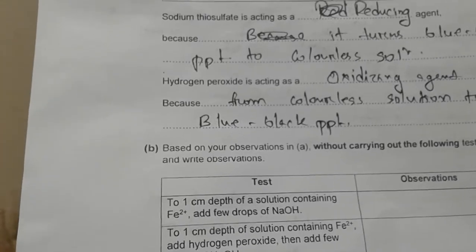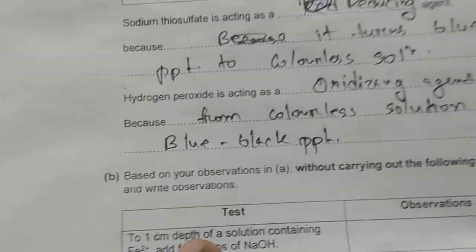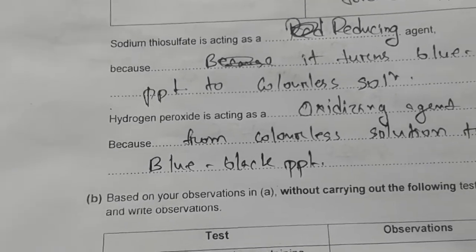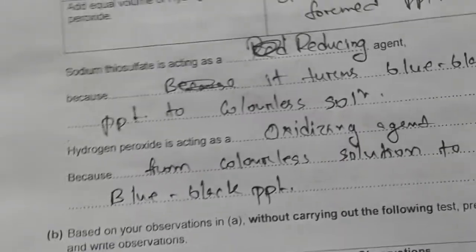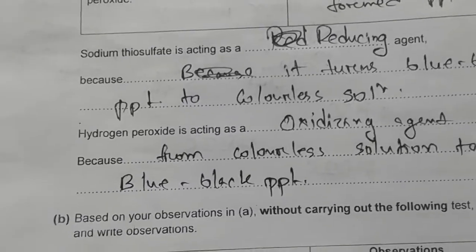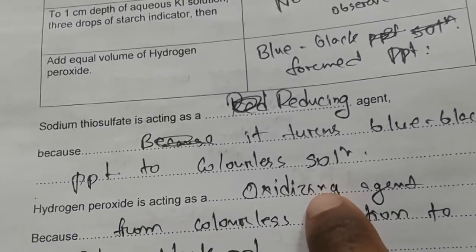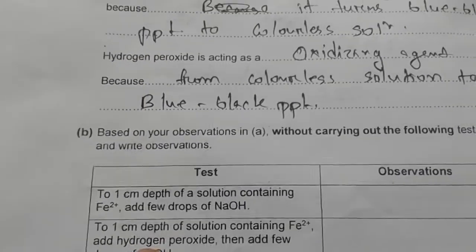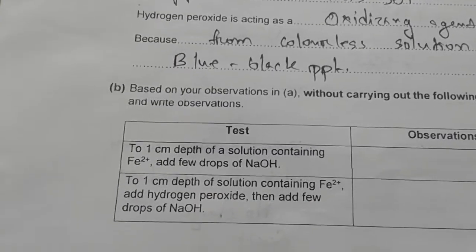Now this one, you just need to carry out a prediction. Look, 1 cm depth of Fe2+ solution, add sodium hydroxide. So sodium hydroxide with Fe2+ gives a dirty green precipitate. Now when you are adding hydrogen peroxide, since it's an oxidizing agent, it will turn Fe2+ into Fe3+, isn't it? So the color of the precipitate will turn red-brown, isn't it?